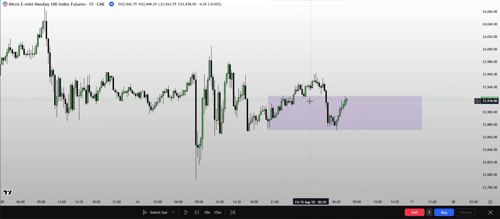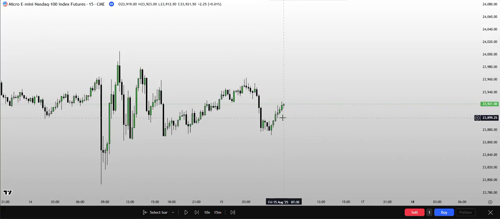Why did I pick this? Just look at that low resistance. Damage must be done, and so damage was indeed done, and that was before the AM session. So let's see now as we approach the AM session, do we find another draw for price? All right, let's look.